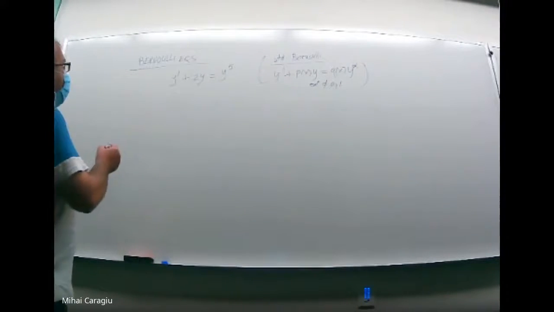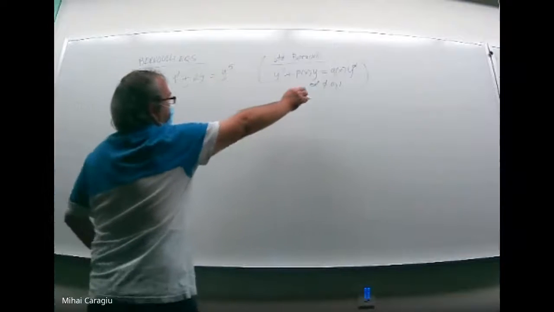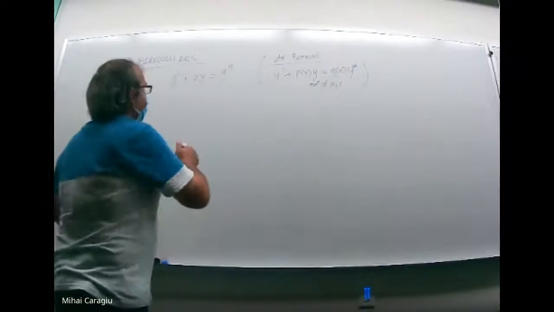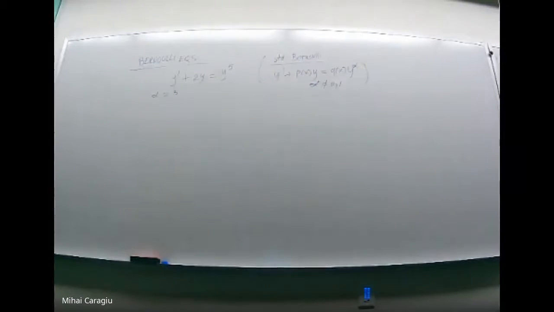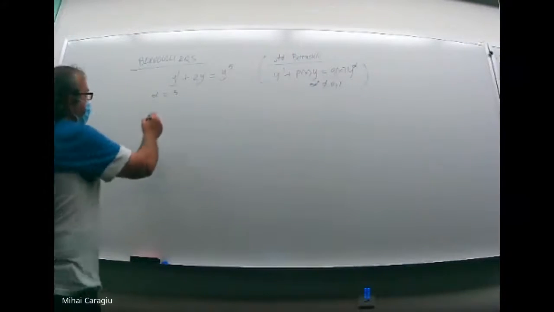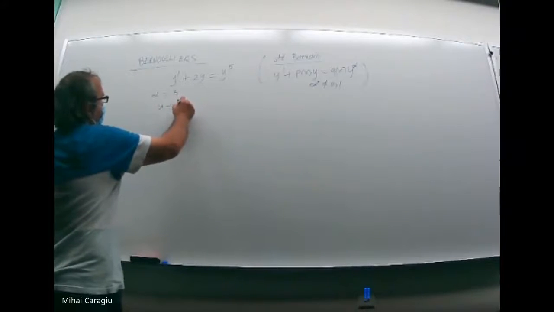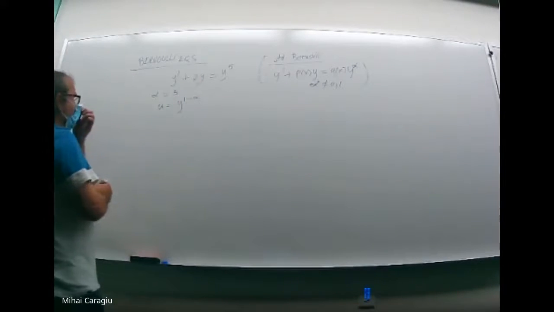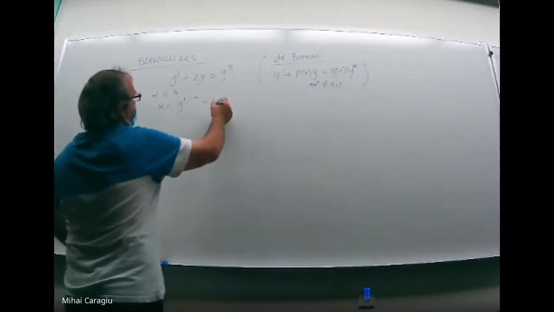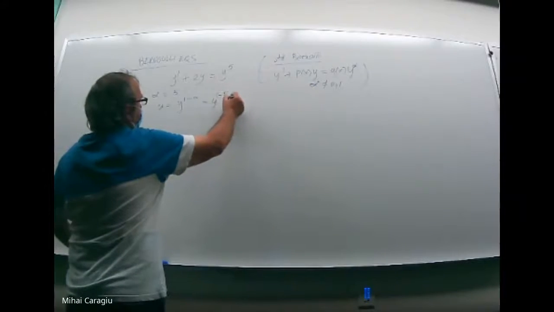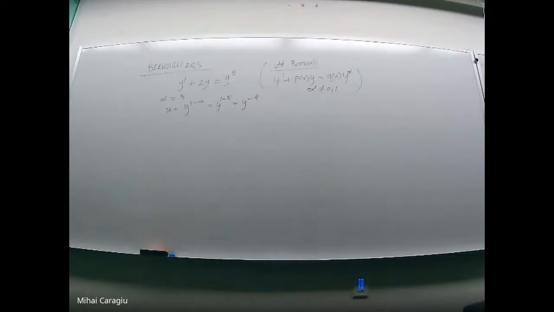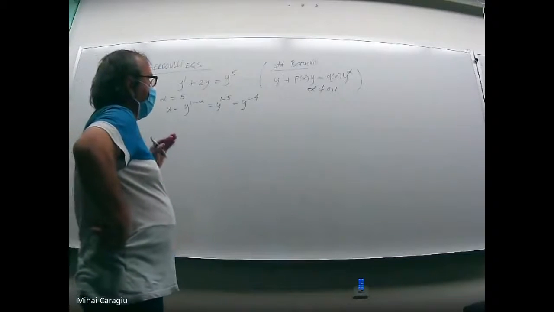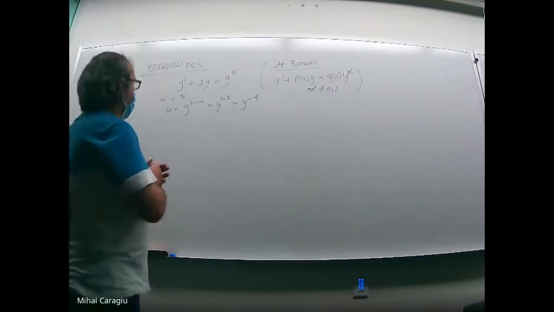So in this case, the alpha from the general theory of Bernoulli equation is 5. What's the standard substitution for Bernoulli equation? Substitution is u equals y to the power 1 minus alpha. In this case, y to the power 1 minus 5, which is y to the power minus 4. That's the Bernoulli substitution. But more important than Bernoulli substitution is the reverse substitution.